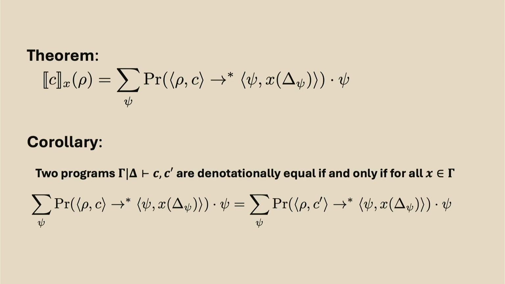And this generalizes. For every computation variable x, the component of the denotation of C at that computation variable, applied to an initial state rho, is the same thing as a weighted sum over all the final states, by the probability of reaching that final state from the initial state and ending at the computation variable x. And as a corollary, you can define your notion of program equivalence like this, and it will be exactly the same thing as your denotational equivalence.